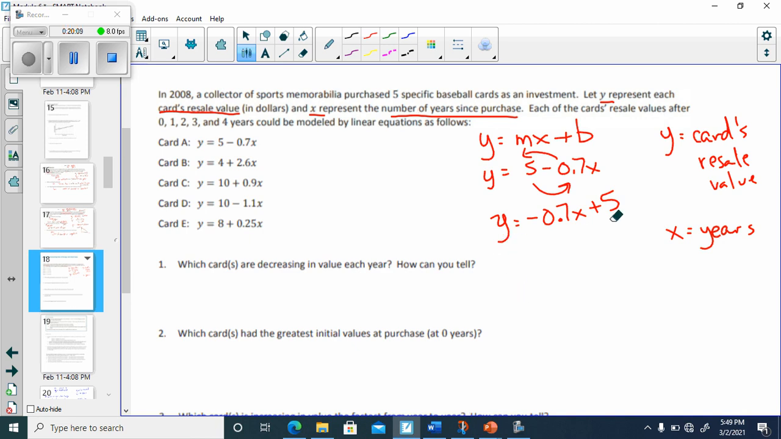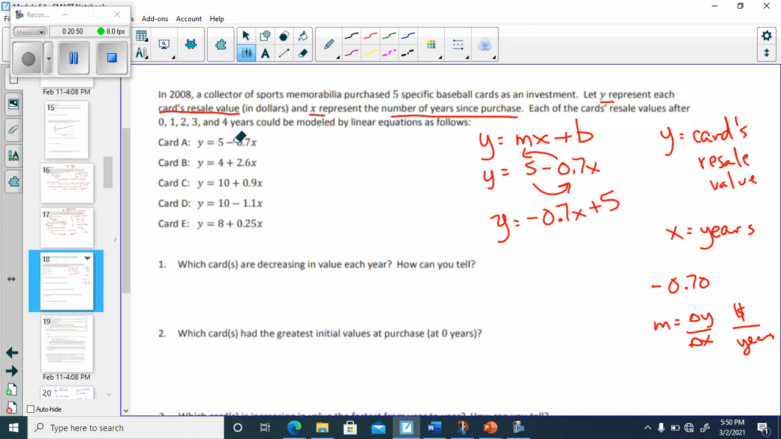If I'm looking at that, what's my B? What's my initial value on this one? It's 5. That means that's where I started out. What's the value of the card? That's what the value of the card was when I bought it. But then what's happening? It's going down 0.7, which is, look, 0.70. Isn't it going down 70 cents each year? My M is change in Y over change in X. That would be the card's resale value. That's money per, what's my change in X? Years. So it's going down 70 cents per year, right?